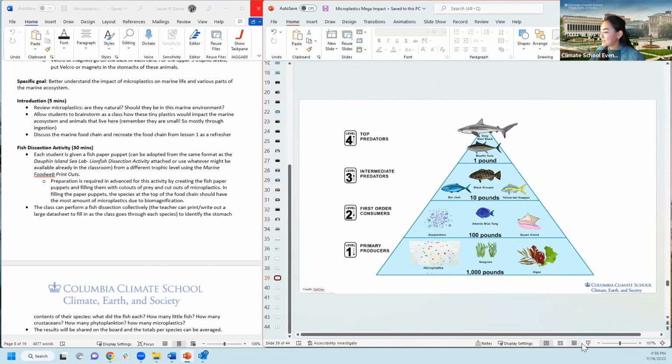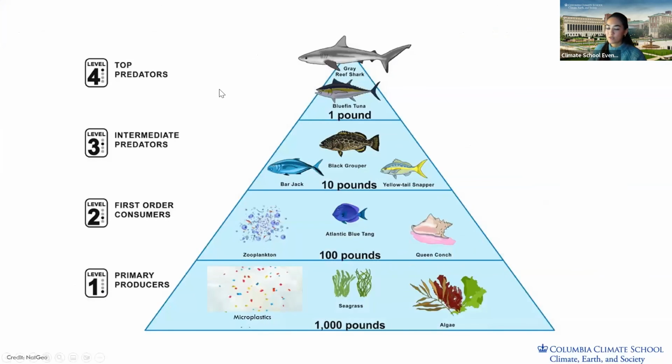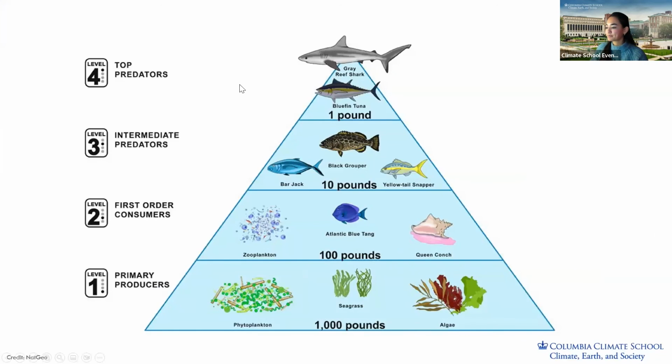I'm going to play this so you can see the animation. This ecosystem starts with the primary producers at the bottom, including phytoplankton, and goes up from there.